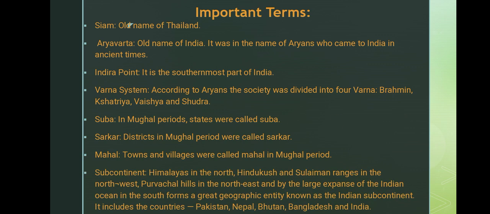Subcontinent: the Himalayas in the north, Hindu Kush and Suleiman ranges in the northwest, Purvanchal hills in the northeast, and the large expanse of the Indian Ocean in the south form a great geographic entity known as the Indian subcontinent. It includes the countries like Pakistan, Nepal, Bhutan, Bangladesh, and India.